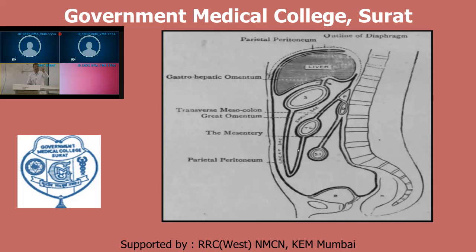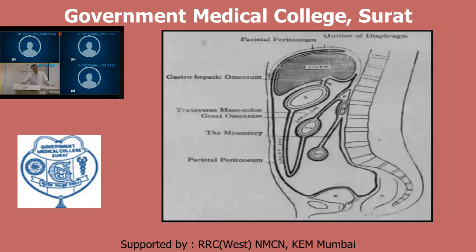From this transverse colon, it gets reflected to the anterior aspect of the pancreas, or you can say the inferior surface of the pancreas. And this reflection, this attachment, forms the transverse mesocolon. This is the transverse mesocolon. Therefore the transverse mesocolon shows attachment in relation with the anterior surface of the pancreas.